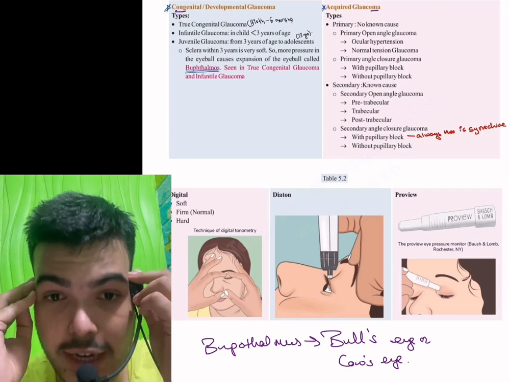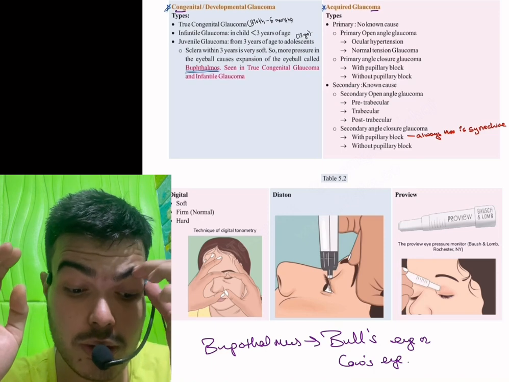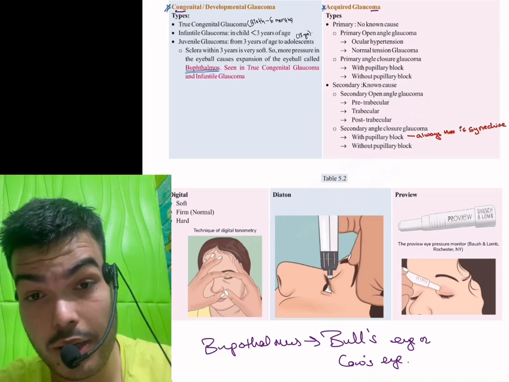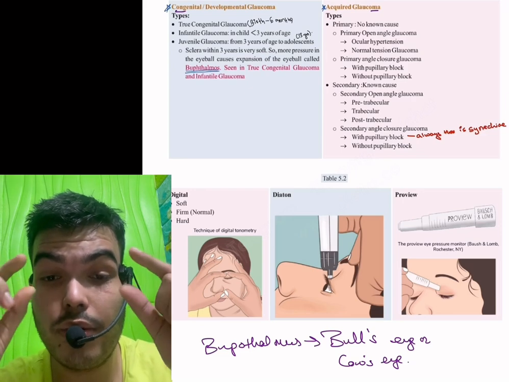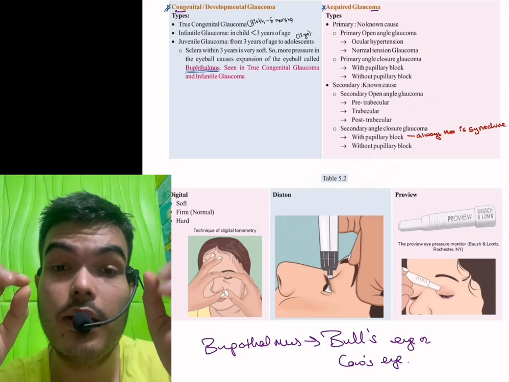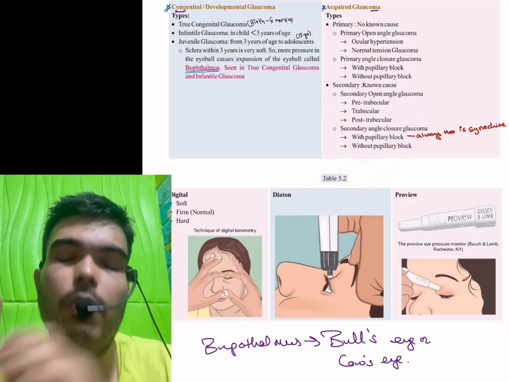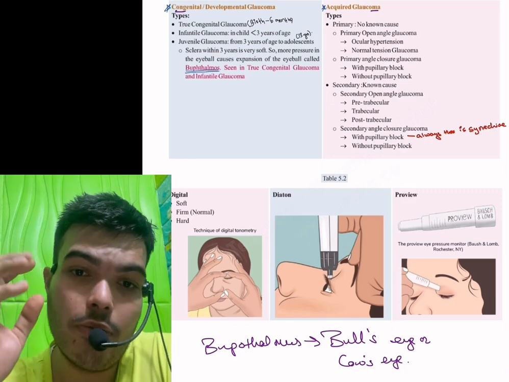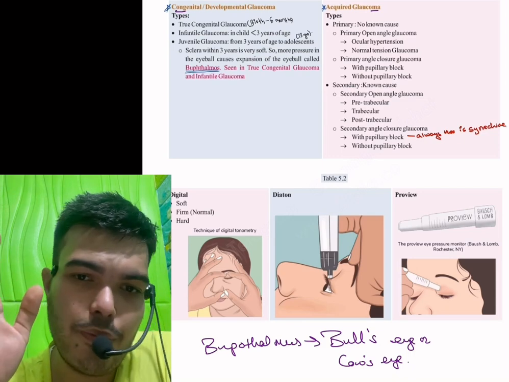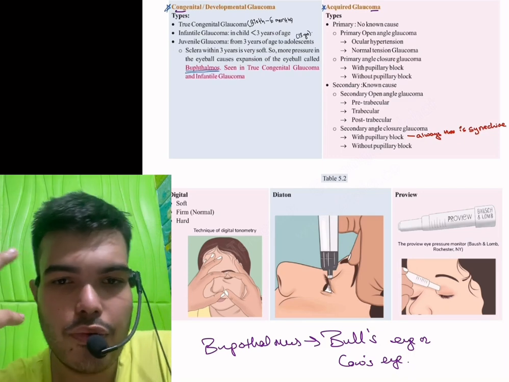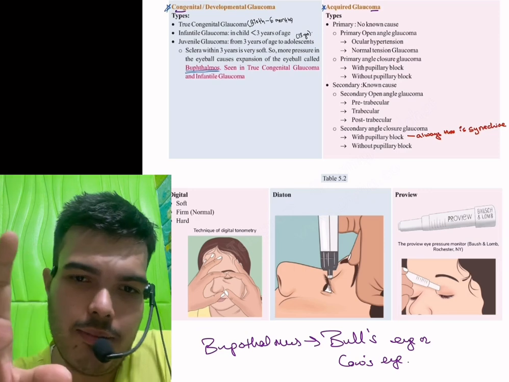Then comes your infantile. Infantile means 3 years. So you can take like 3 months to 3 years, and 3 categories. Juvenile means till 13 years of age. And what is the characteristic of congenital glaucoma? Buphthalmos. Patient comes with watery eyes, photophobia, and all the features of buphthalmos we will be talking about.